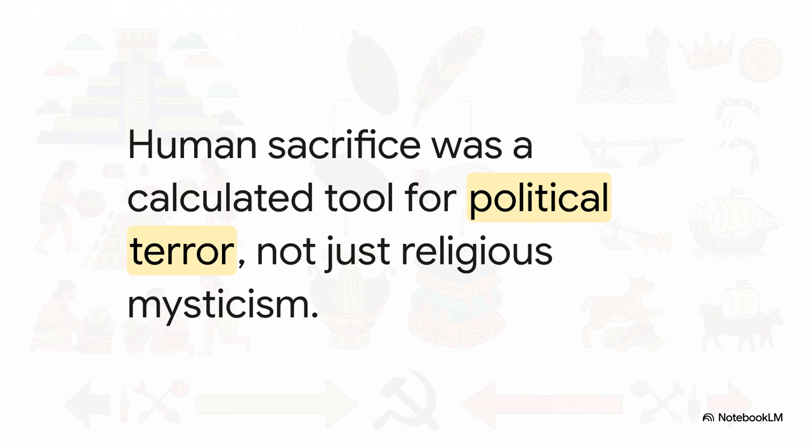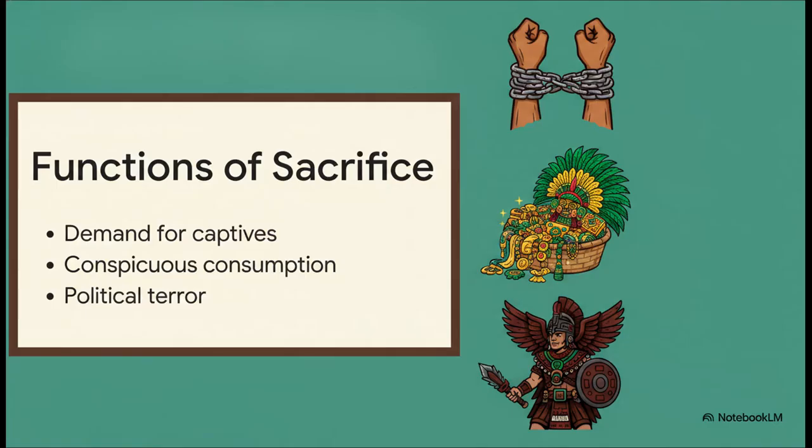Remember our building analogy? The economic base dictates the superstructure. The state's economic need for control literally dictates the religious ritual. Let's break down exactly how this functioned materially. First off, it justified a constant, never-ending demand for tribute in the form of human captives from subjugated groups, like the Tlaxcaltecas. Second, it acted as a form of conspicuous consumption. It was a way for the elite to show off their immense power.